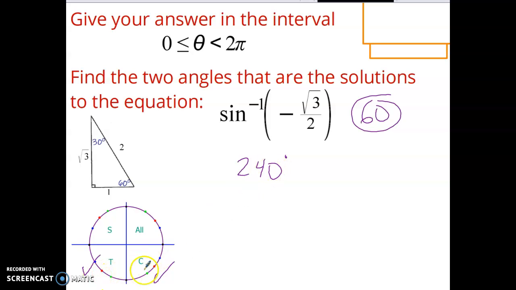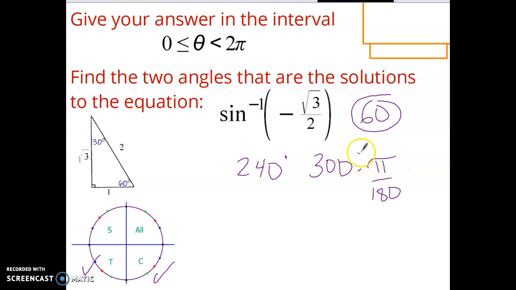All right, and then if I continue on over here, I didn't make it to 360. Remember, my reference angle right here is going to be 60 degrees as well. So 60 degrees away from 360 is 300. Okay, now let's change both of those into radians by multiplying by pi over 180.